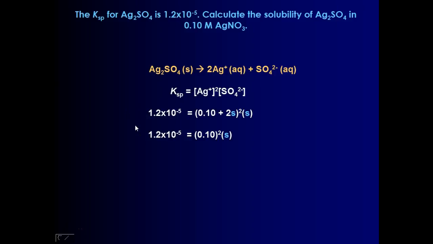So if I'm saying that the 2s is going to be negligible, we've seen this before, that the 0.1 is so much larger that that's going to be the one that has the greater effect on the silver ion concentration, that's going to allow the solubility of the sulfate to be smaller. So if I go through and do the mathematics, I get that the common ion allows the concentration of sulfate to only have to be 1.2 times 10 to the negative third.